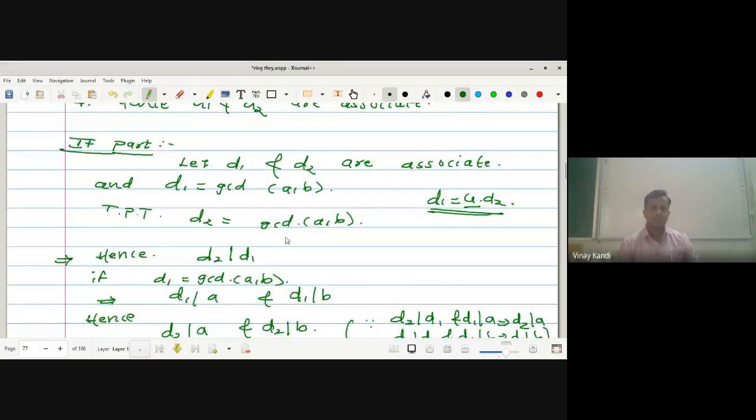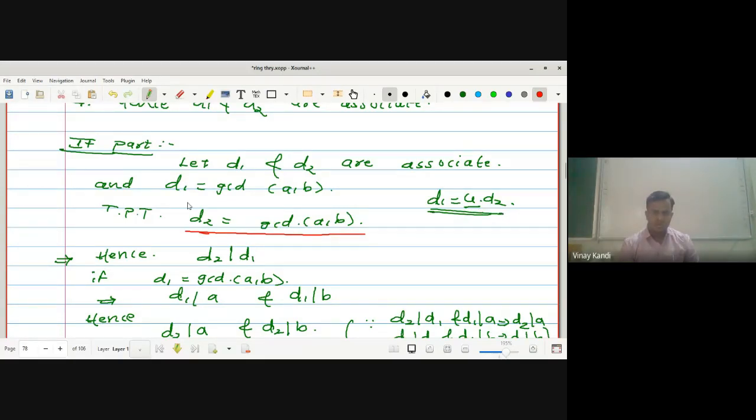Only this part. D1 and D2 are associates, given to us, and D1 is the GCD of A and B. Also, this is given to us. Now I have to prove that D2 is the GCD of A and B. What is the meaning of associate? D1 is equal to U D2. Okay.